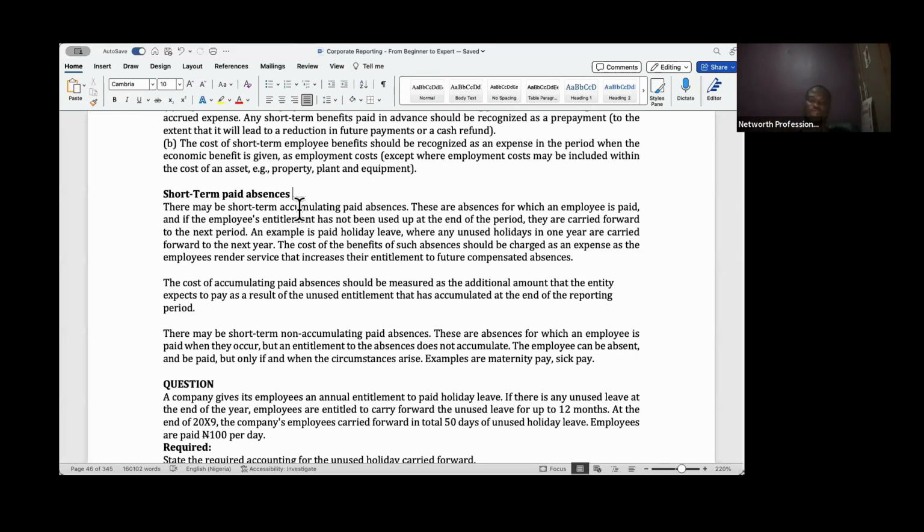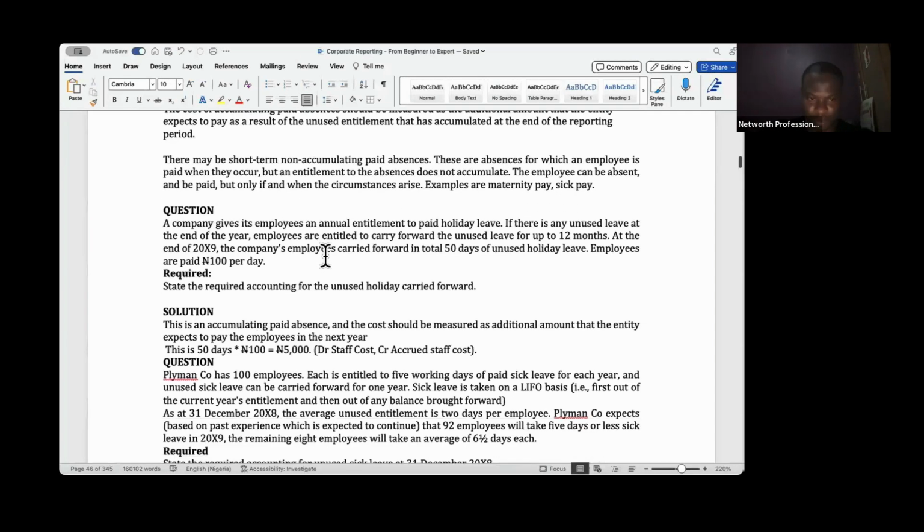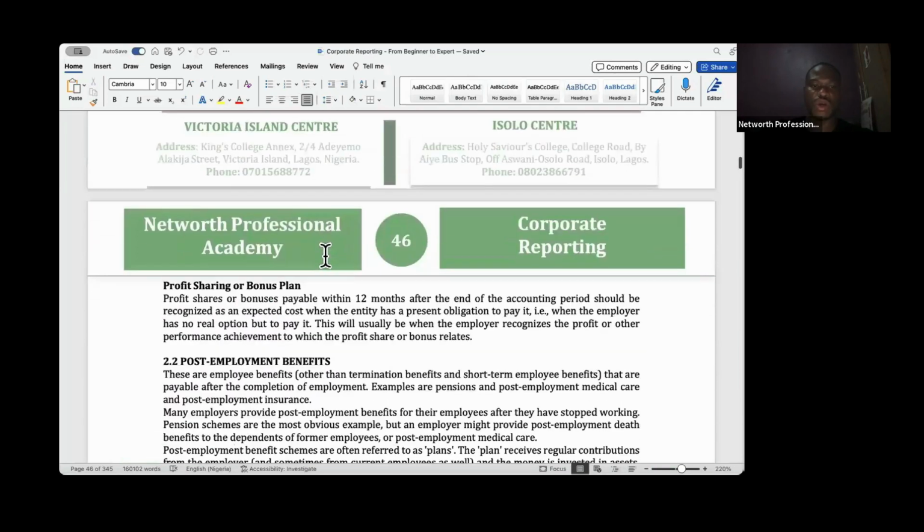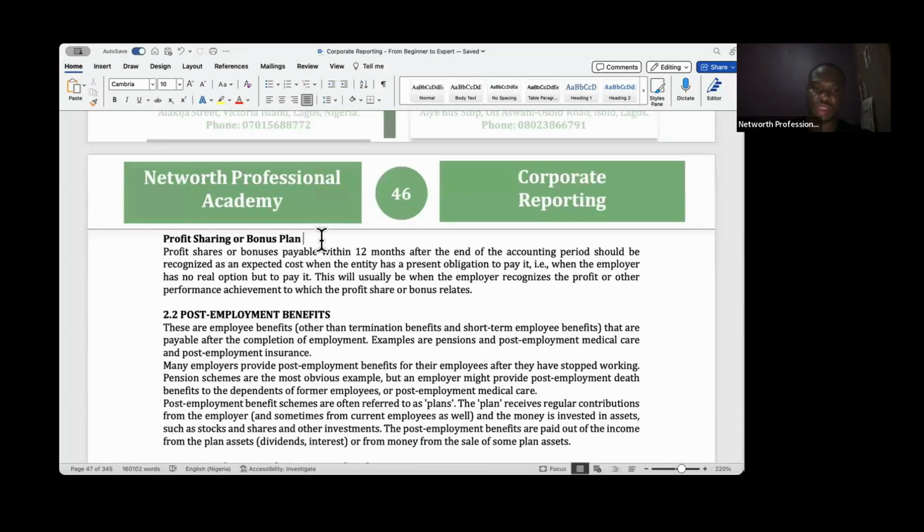Therefore, at the end of the year, the entity has to estimate how much they will have to pay next year when you eventually take the leave. And we looked at some examples to address that also last week. We looked at some corrections here. And finally, we considered profit sharing and bonuses, which is also a type of short-term employee benefit.